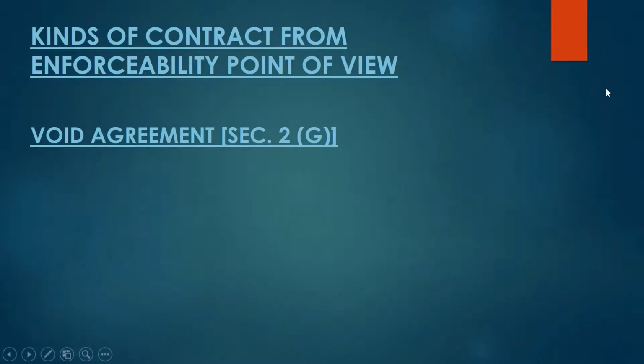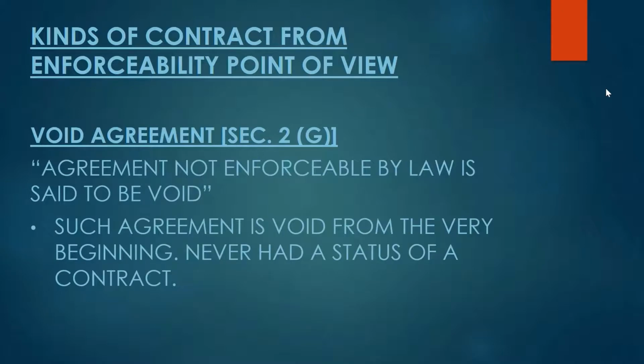Now I spoke about void contract in my previous lecture. So now let's discuss what is a void agreement. Well, the difference between void contract and void agreement is same as the difference between contract and agreement. Void agreement has never been a contract. This is why it is called a void agreement. It is void ab initio. That is, it is void from the very inception and was never given a status of a contract. While in case of a void contract, it was a perfectly valid contract when it was entered into, but later something happens that makes it void.